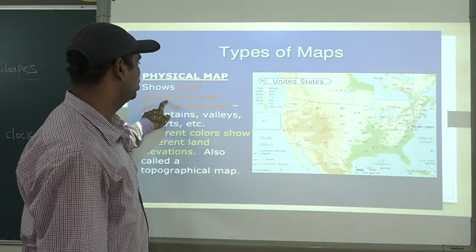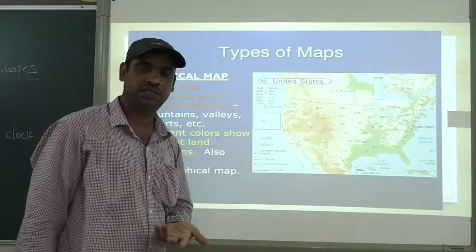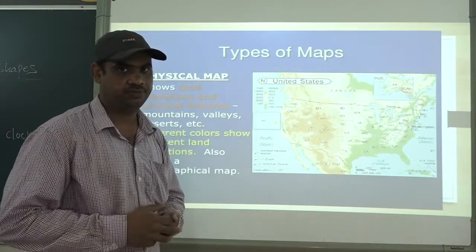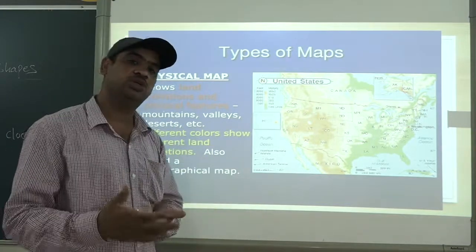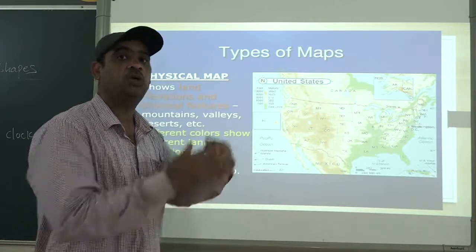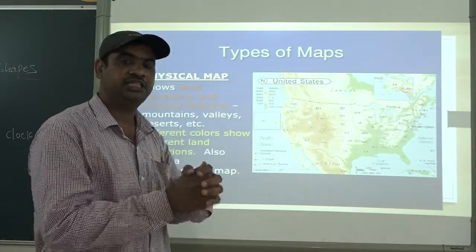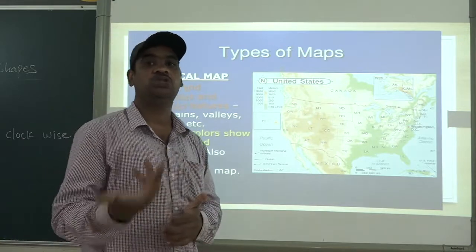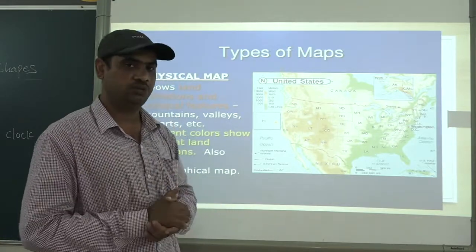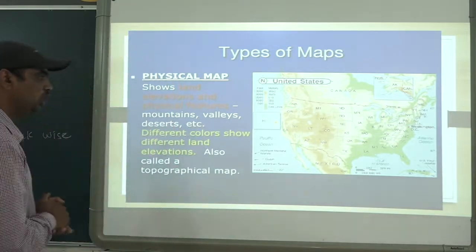These are the places of what we call elevation. Elevation is the height of the places. Different colors are used to show different height places. Mountains are shown with different colors, seas are shown with different colors, plateaus are shown with different colors, and plain areas are shown with different colors. So colors are used to show them differently.